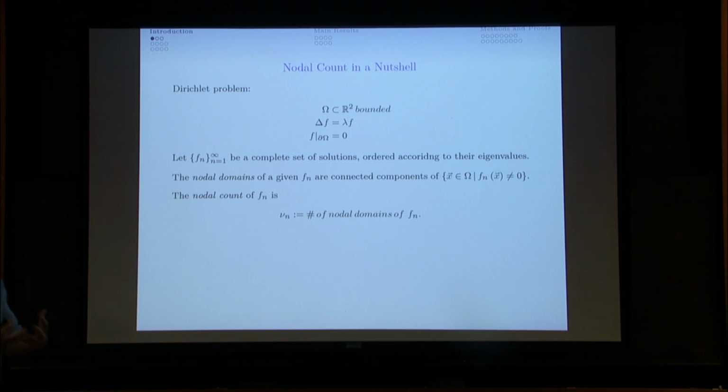At least heuristically, our physical motivation is that as we go up in the spectrum, we believe that we'll get more and more nodal domains because the waves are supposed to oscillate very fast. But in general, it's very hard to make global statements about that problem.